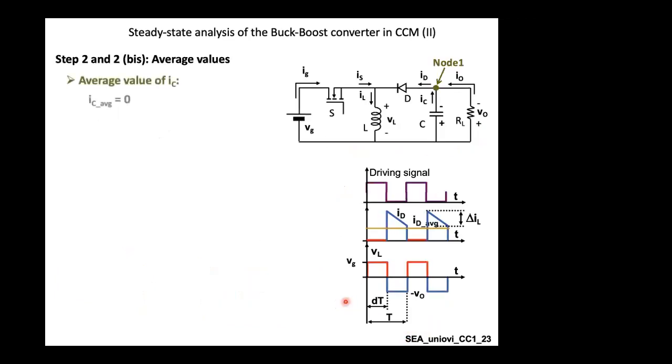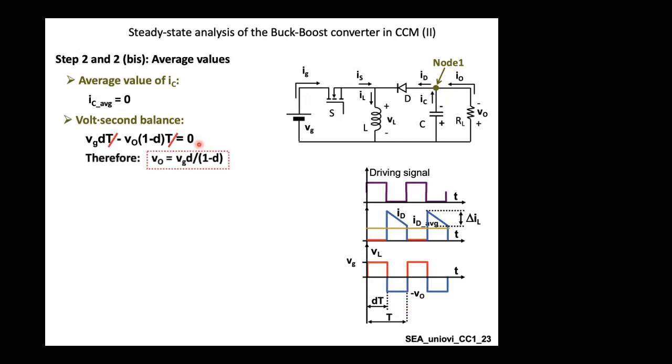Let's go to the nodal analysis. Again, the current flowing in a capacitor is equal to 0 on average, and let's do a balance equation. Now this is your balance equation. In the red portion, the voltage applied to a coil is VG, so it's VG times D times T. In the blue portion, the voltage applied to a coil is V output, so it's (1 minus D) times T times V output, as you can see. And this equals 0. Solving this equation, you get that V output equals VG times D over (1 minus D).